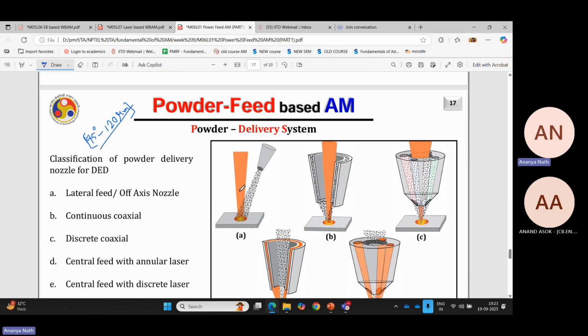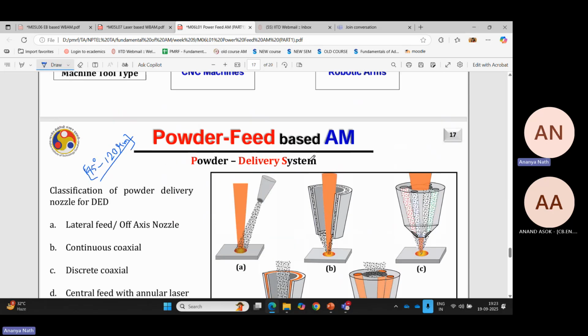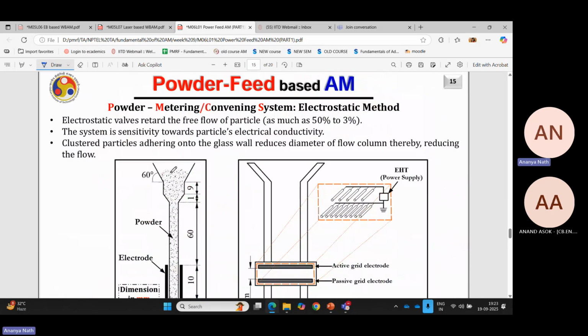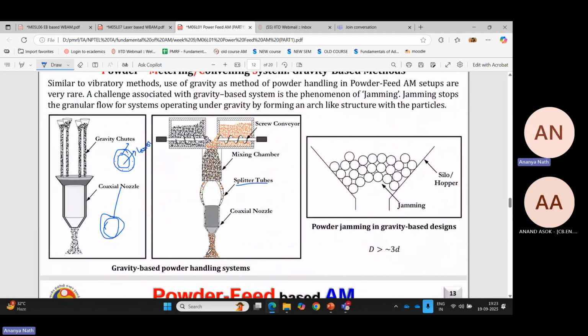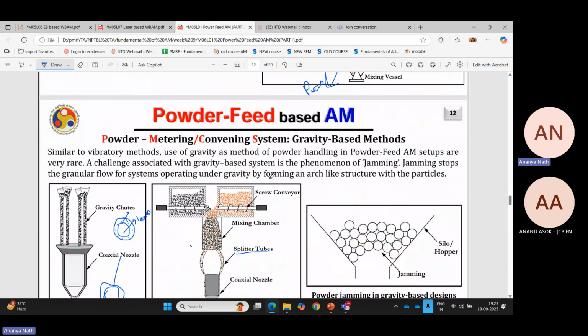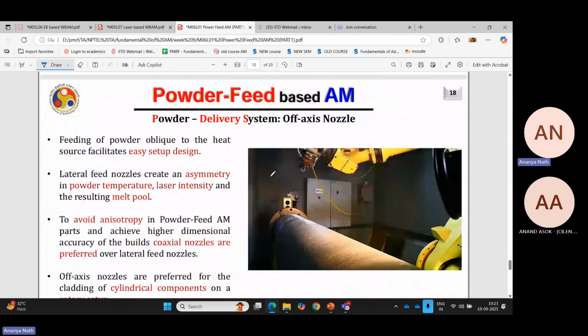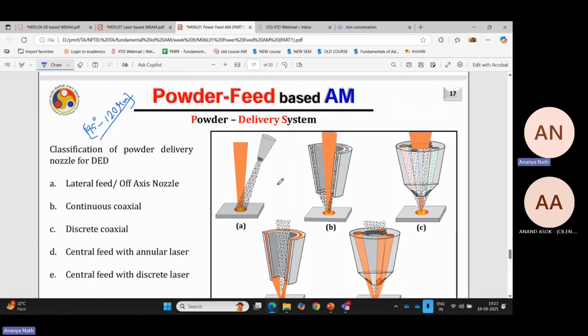You need to understand, when I'm saying this is the typical range of the powder size, that means this powder can be delivered through these systems. Whatever has been discussed, this rotor, pneumatic method, this vacuum method, stirring, gravity-based method, these methods are capable of feeding powder with this much size only. When the size decreases, if your powder has a size distribution of 1 to 10 micrometer or 100 nanometer to 1000 nanometer, then these systems will not be able to feed the powder.